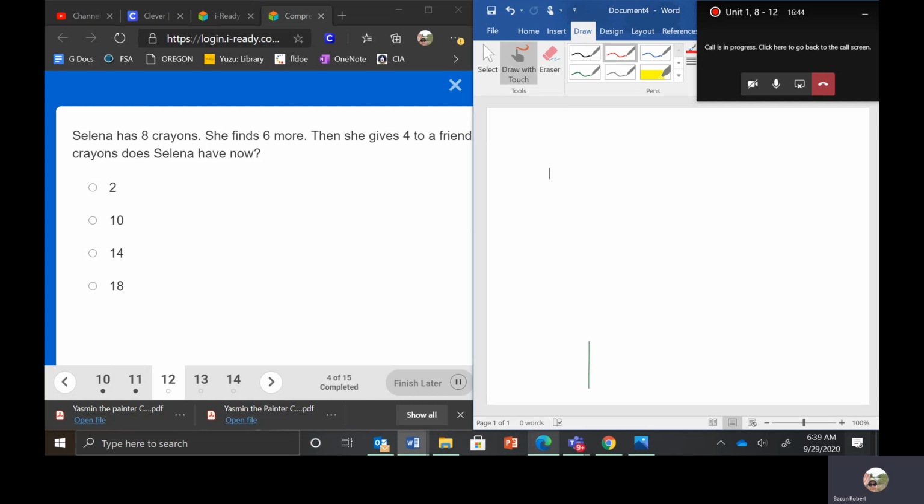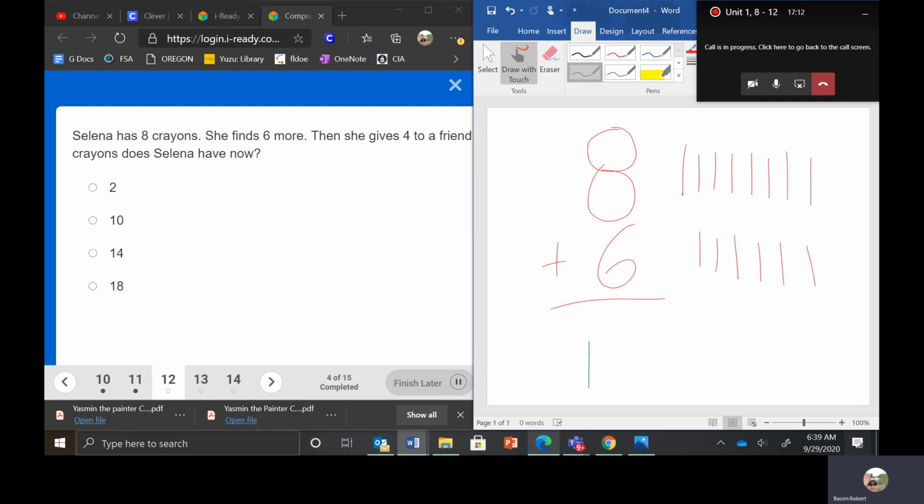Selena and her crayons. She starts with 8. 1, 2, 3, 4, 5, 6, 7, 8. She finds 6 more. 1, 2, 3, 4, 5, 6. How many does she have right now? Because this is a two-step problem. She has 8, she finds 6. After she finds 6, she's going to give 4 to a friend. But let's do it step by step.